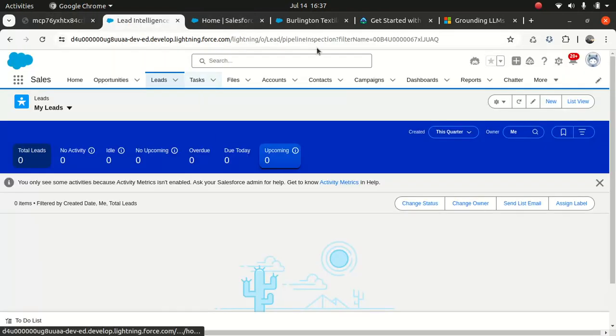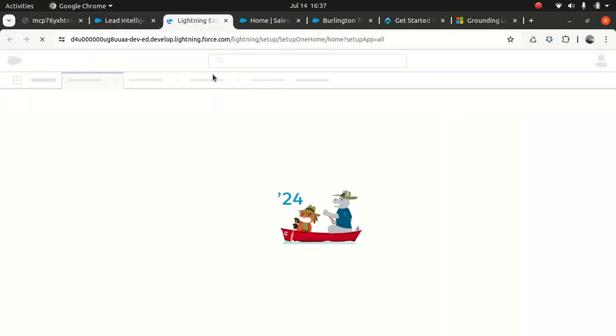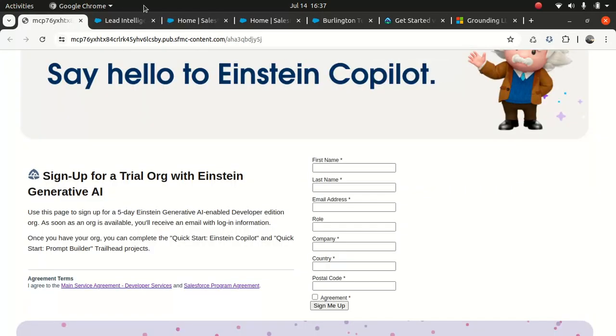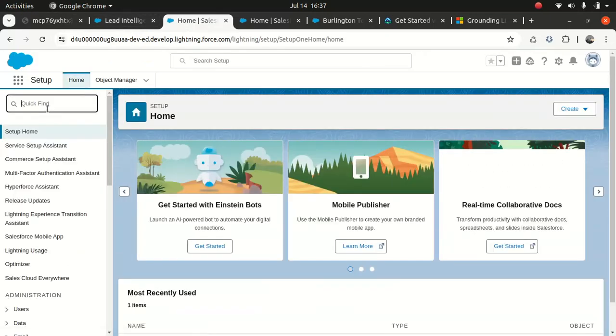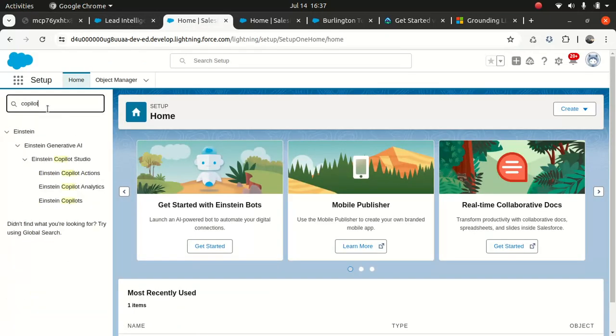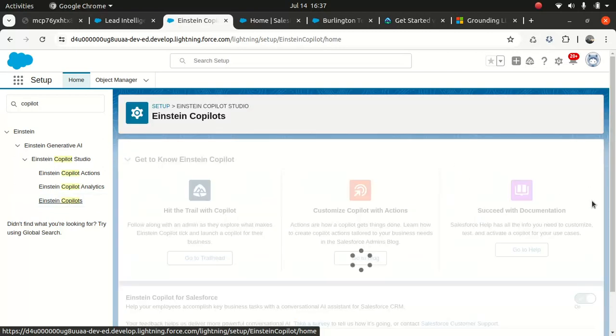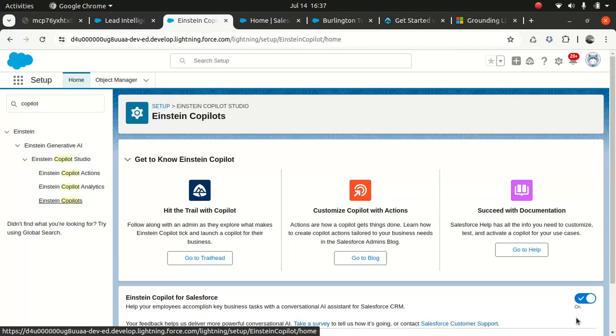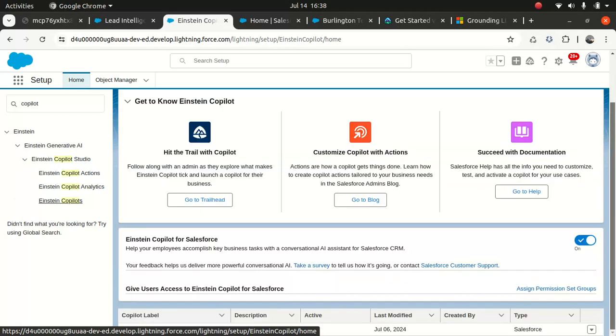Now you get something like this. What do you have to do? Go to Setup, and search for Copilot. You get something like this. Go to Einstein Copilot. It will be disabled when you do this for the first time. Turn it on, then assign the permission set, and you will get something like this. So don't forget to turn it on.